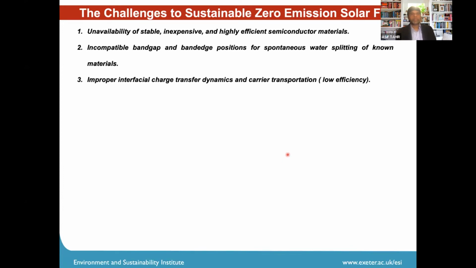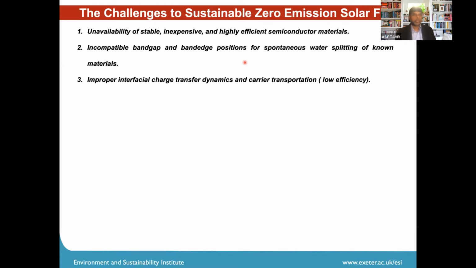So one main challenge is the unavailability of stable, inexpensive, and highly efficient semiconductor materials. If we are looking at the Z scheme or two photoelectrode based photoelectrochemical water splitting reactor, then we need two materials which have band edge positions compatible to each other. At the moment, the combination of two materials, one that can act as a photoanode for oxygen evolution and one that can act as a photocathode for hydrogen evolution, has not been discovered or optimized yet.